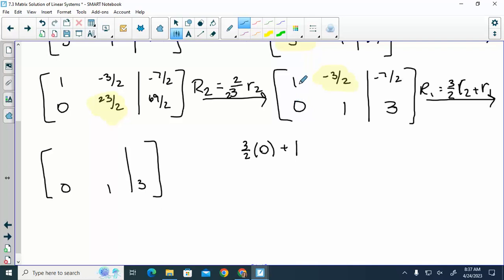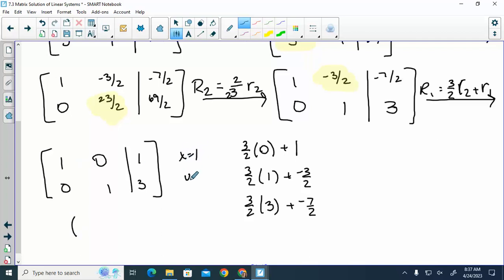So 3 halves times 0 plus 1 is 1. 3 halves times 1 plus negative 3 halves is 0. 3 halves times 3 plus negative 7 halves will be my answer. It says x equals 1, y equals 3.